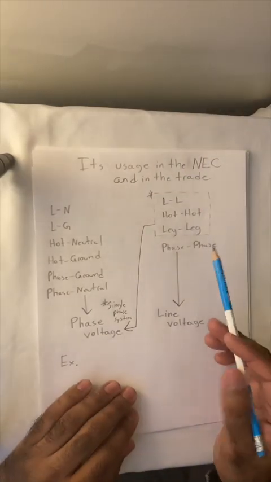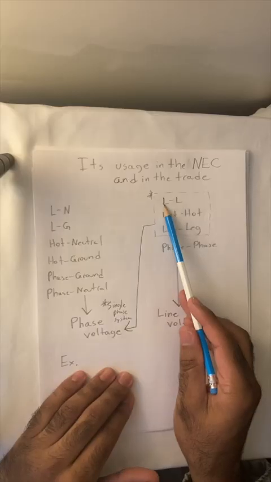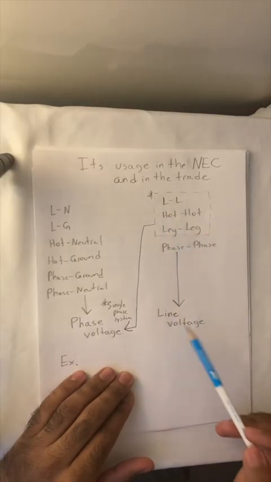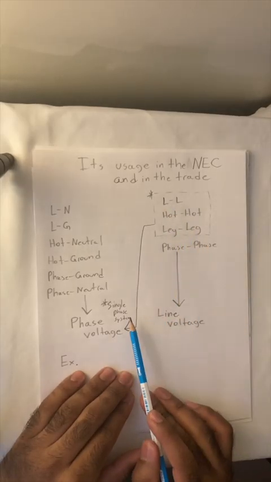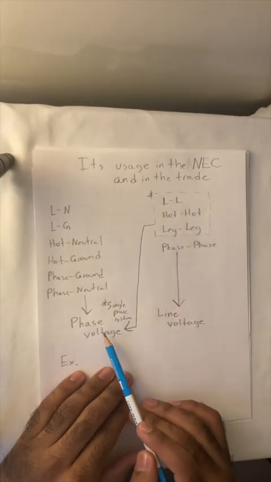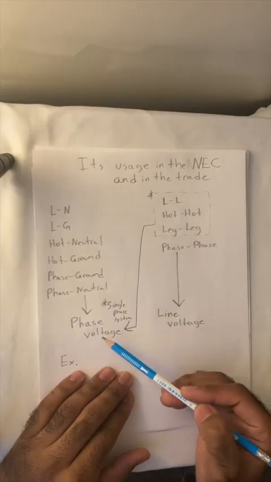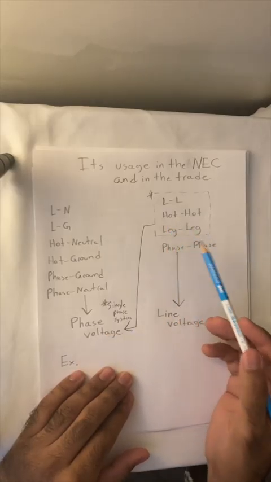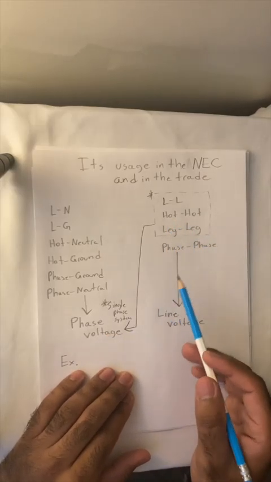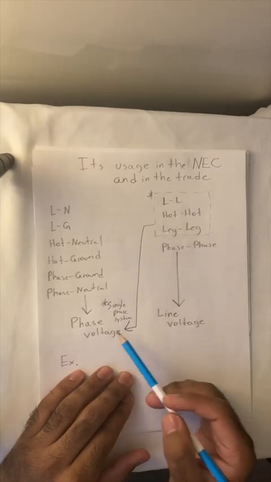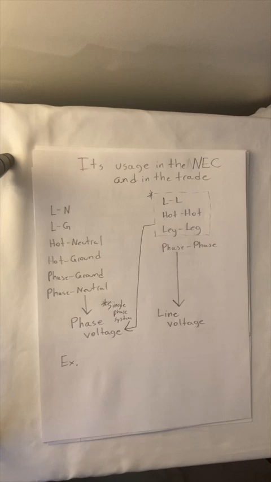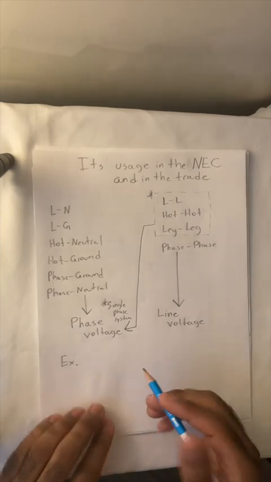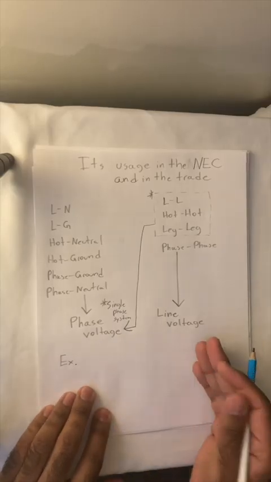That is that in three-phase systems, these refer to the line voltages, not phase voltage. But in single-phase systems, when we say hot to hot, or leg to leg, or line to line, we are talking about phase voltage. However, this term phase to phase is not what is meant when we are testing, for instance, a single phase system between the lines.